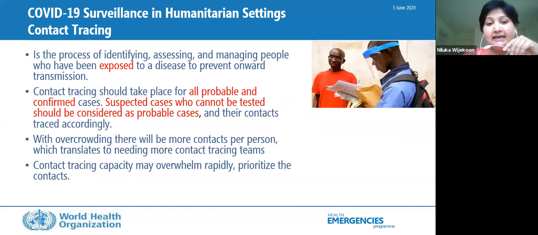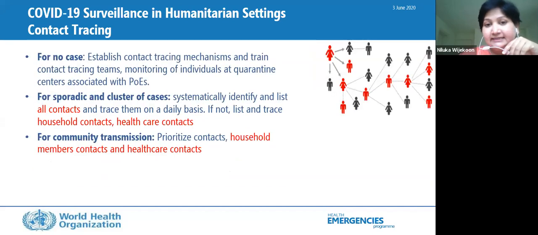Now, contact tracing. You may have a large number of contacts per person given the overcrowding situation, and that translates to large numbers of contact tracing teams. So we need to prioritize who should be traced depending on the transmission situation. If there are no cases, of course, you would not have contacts, but you still may have people in quarantine, those who have come from a place of active community transmission. During sporadic and cluster situations, if you cannot list all contacts, list at least household or healthcare contacts, so that you can quarantine them and make sure that they are.